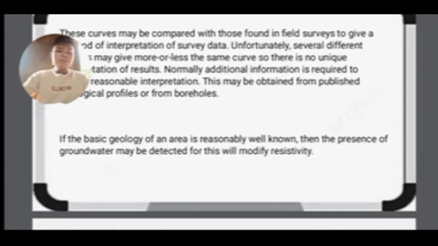So it is possible to calculate the shape of the curve of electrode spacing against apparent resistivity that would be produced from expanding electrode surveys conducted over particular thicknesses and depths of layers of different resistivity. So if the basic geology of an area is reasonably well known, then the presence of groundwater may be detected, for this will modify resistivity. So, we're going to the next slide.